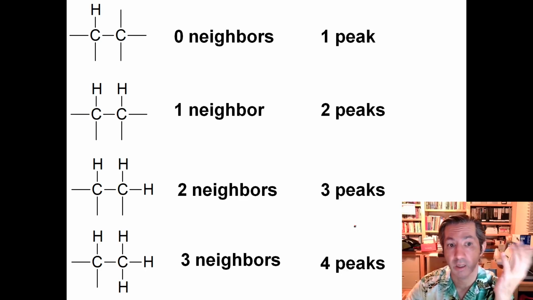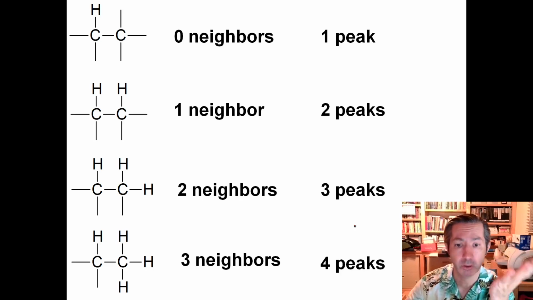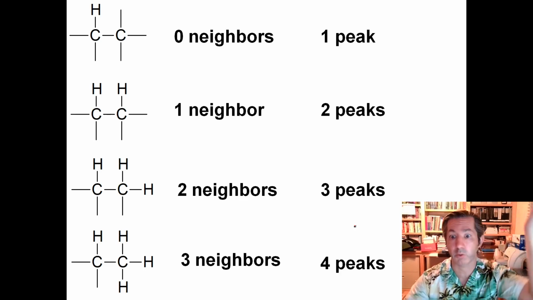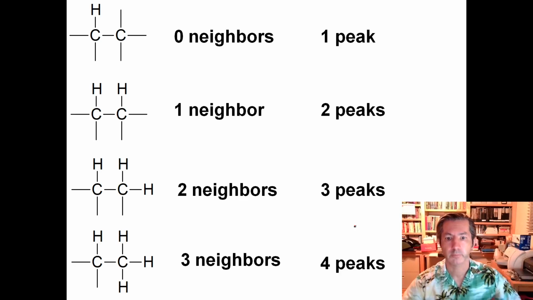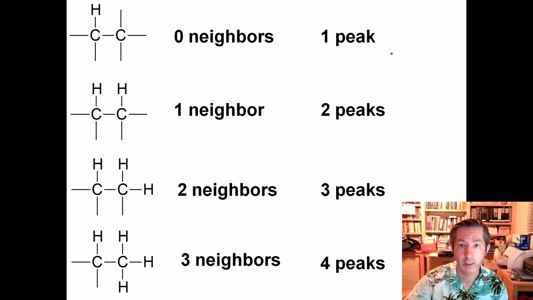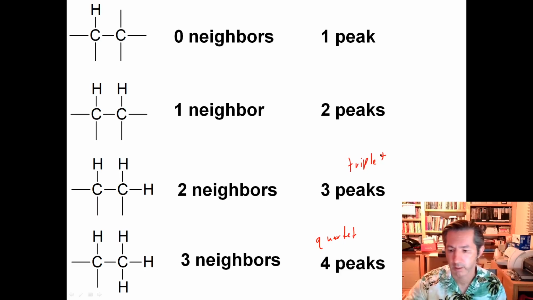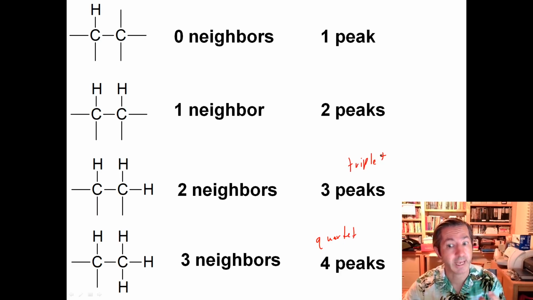You'll have 1 peak. If you have 1 neighbor, you'll have 2 peaks. 2 neighbors, you'll have 3 peaks. 3 neighbors, you'll have 4 peaks, and so on. It can keep on going, actually. You can have like 6 neighbors if you want on the carbon on the other side. And so we call this guy a singlet, a doublet, a triplet, and a quartet. So that's called the n+1 rule.